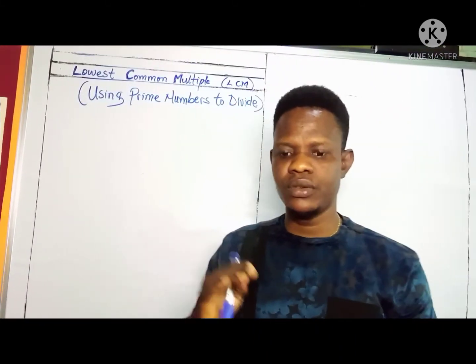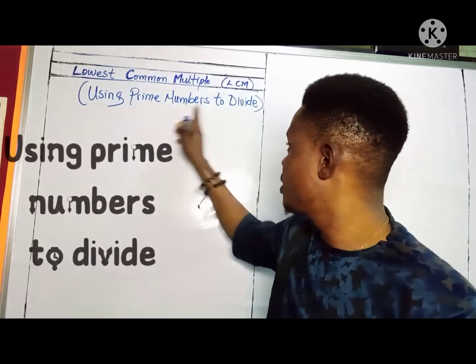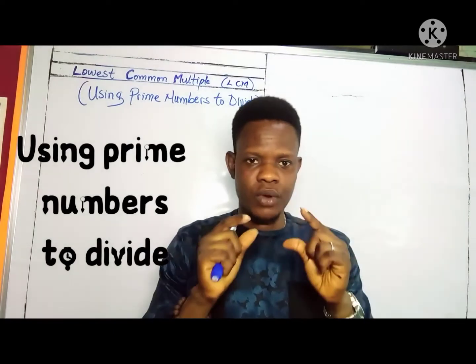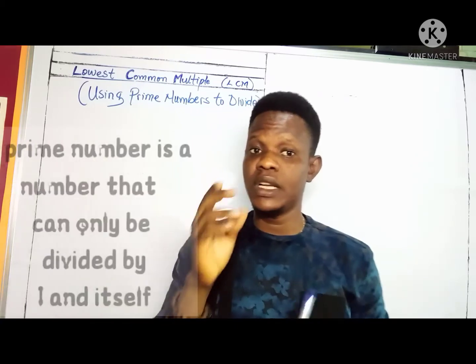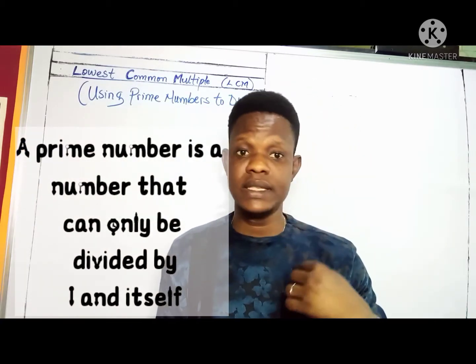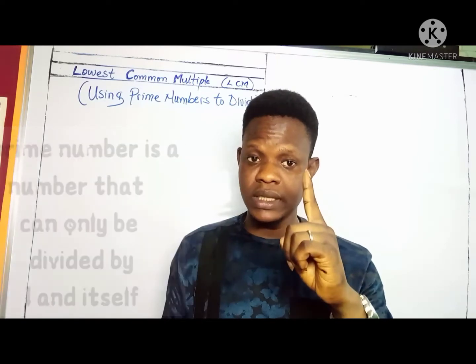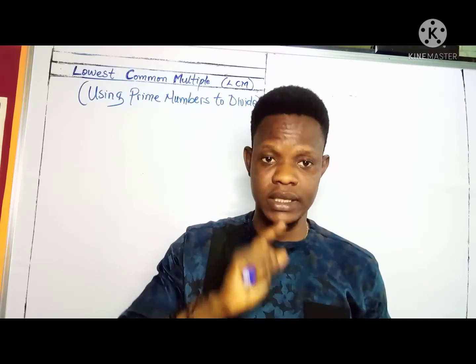Now let us look at another way of finding LCM using prime numbers to divide. Before we can go into that, we need to know what prime numbers are. What is a prime number? A prime number is a number that can only be divided by 1 and itself. That is, a prime number has just 2 factors, 1 and itself.